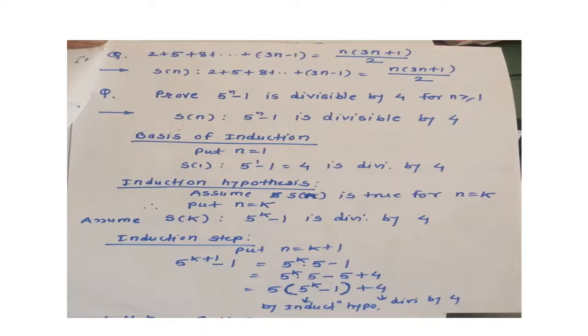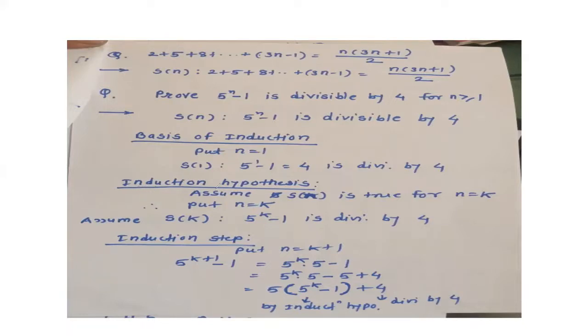First, what is your statement? S of n, that is, 5 raised to n minus 1 is divisible by 4. The first step is the basis of induction. Put n equal to 1. Then S of 1 is 5 raised to 1 minus 1, which is equal to 4. This 4 is divisible by 4. Yes. So we can say that S of n is true for n equal to 1.